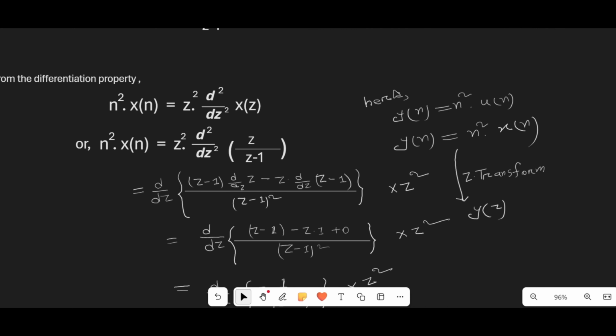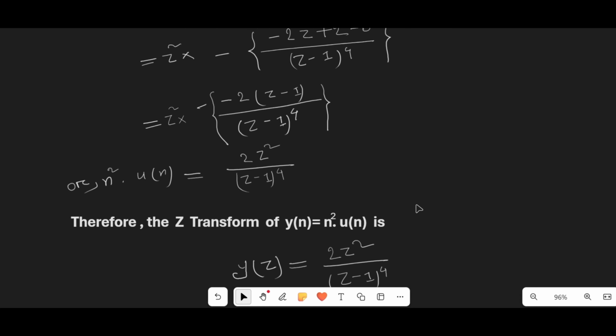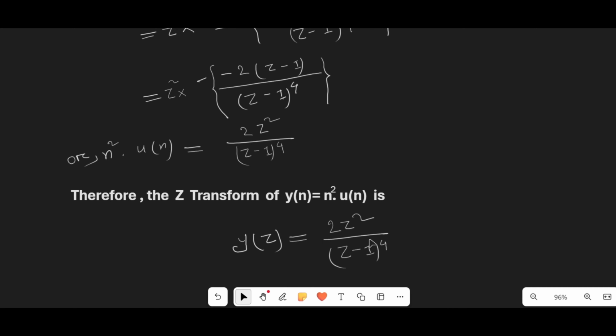Here y of n equal to n square into unit step signal, and the unit step signal is x of n. If we perform the Z transform of y of n, then we can find Y of z. So the final result is Y of z equal to z square divided by (z minus 1) to the power 4.